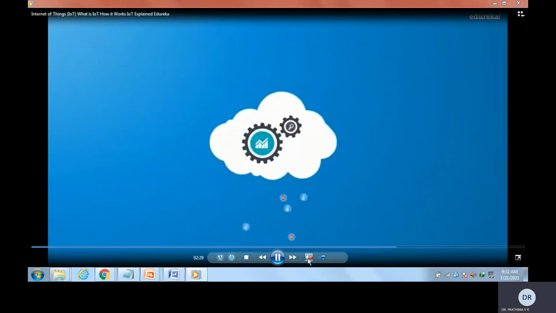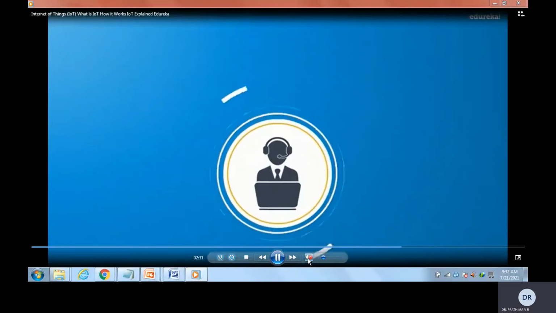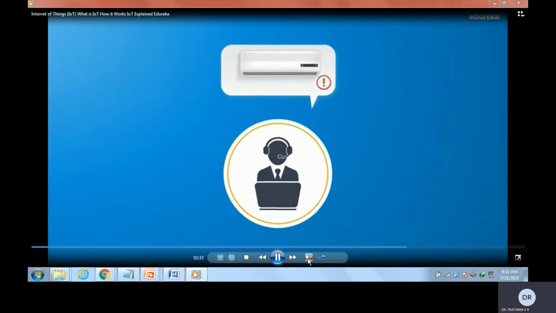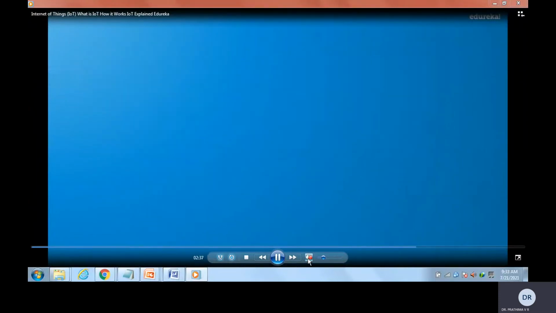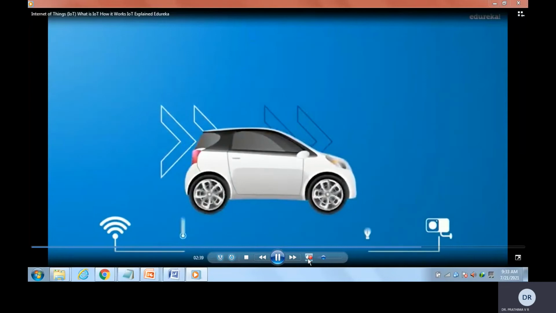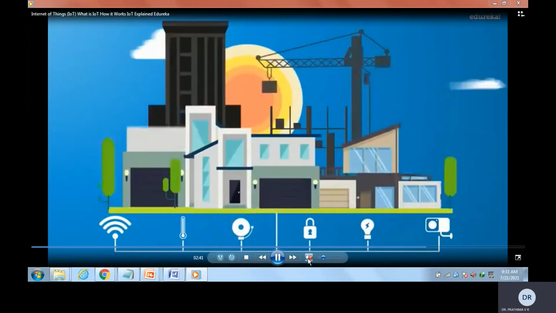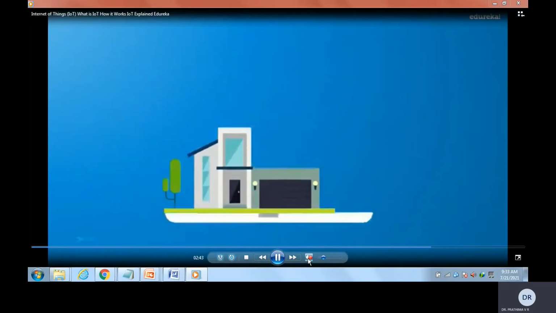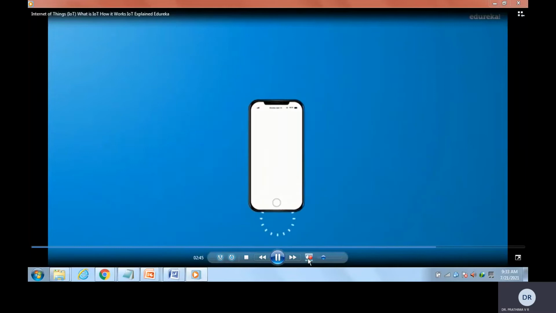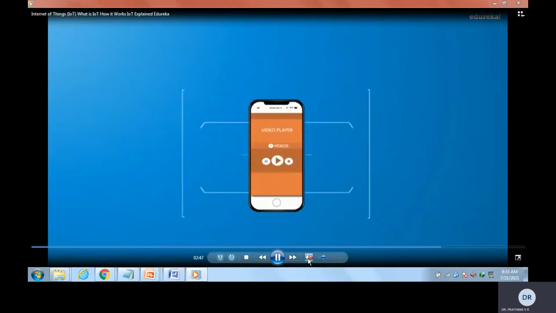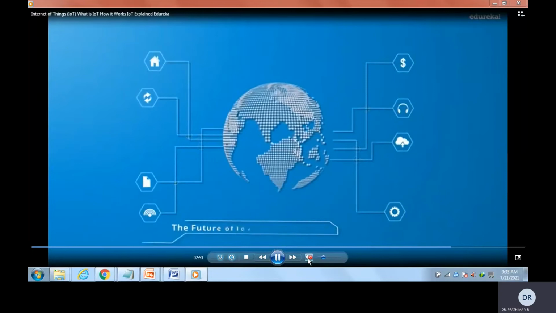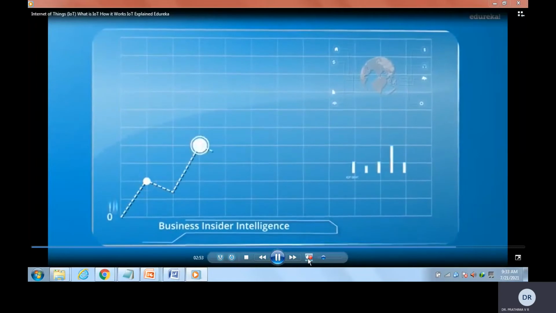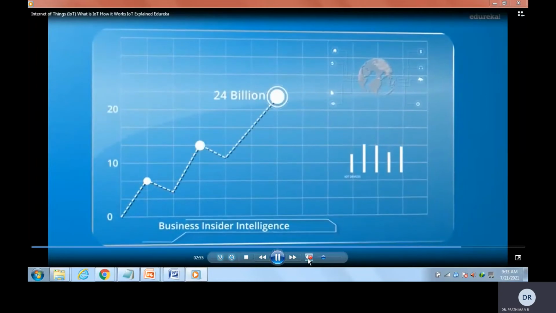And this slide is trying to suggest that we have an air cooler, and in some places we are trying to increase or decrease the temperature, and this has been alerted via a handheld device. And that's how the future of the Internet of Things is being observed.